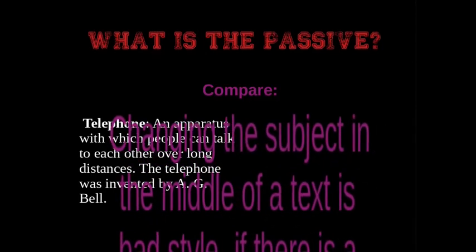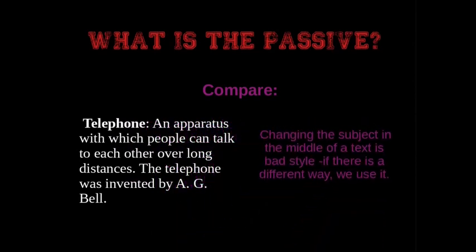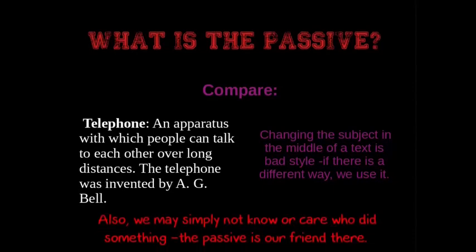You see, in the second one, we changed the subject, and changing the subject in the middle of a text is bad style. If there is a different way, well, we use it. Plus, as I said before, sometimes we simply don't know or don't care who did something. The passive is your friend there.